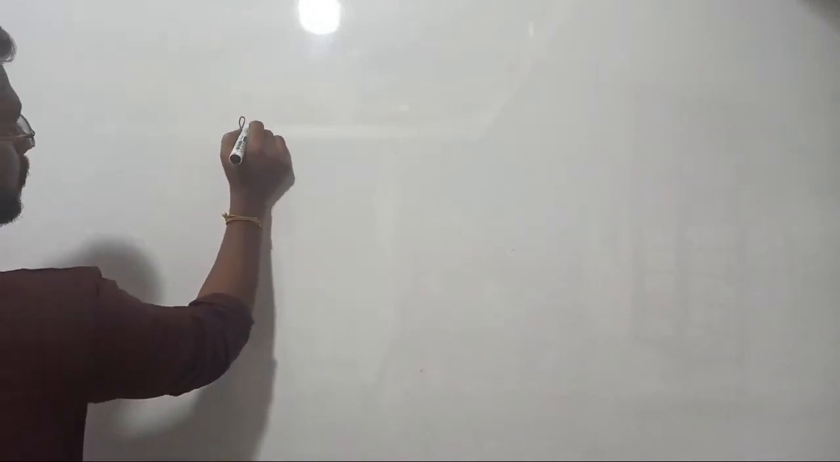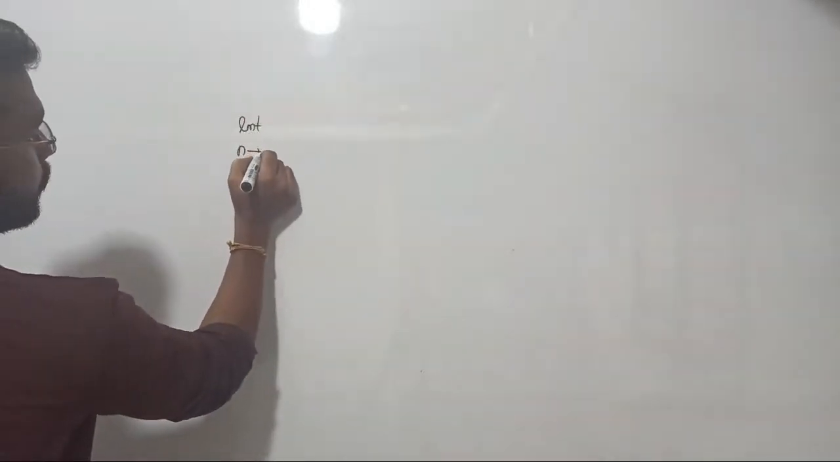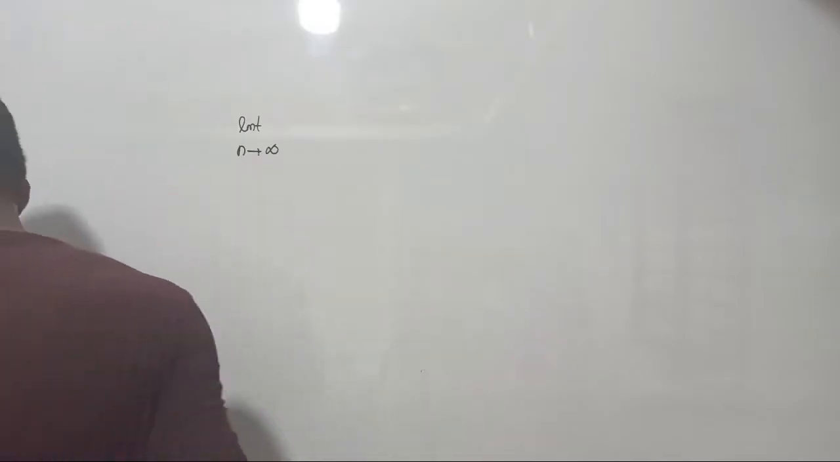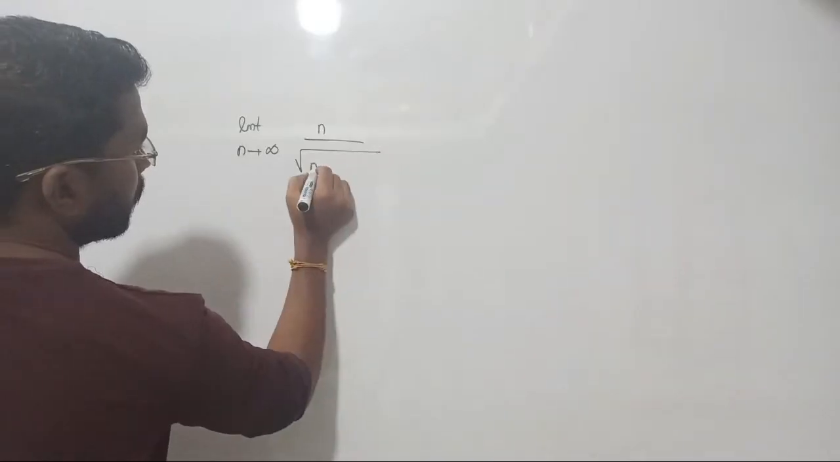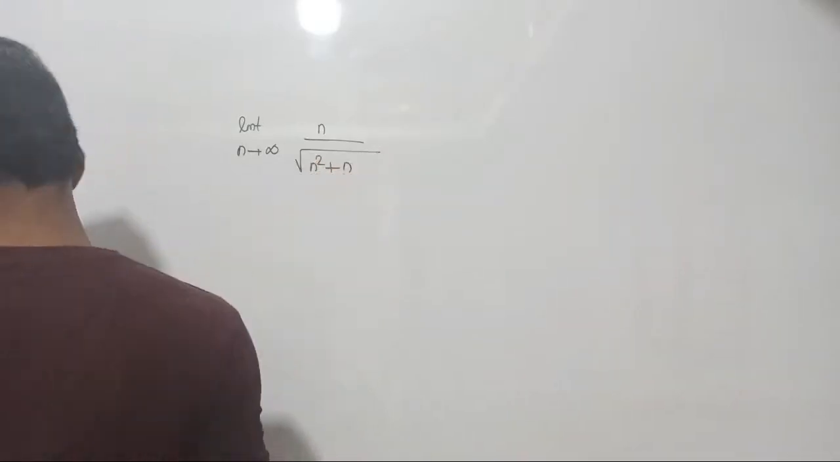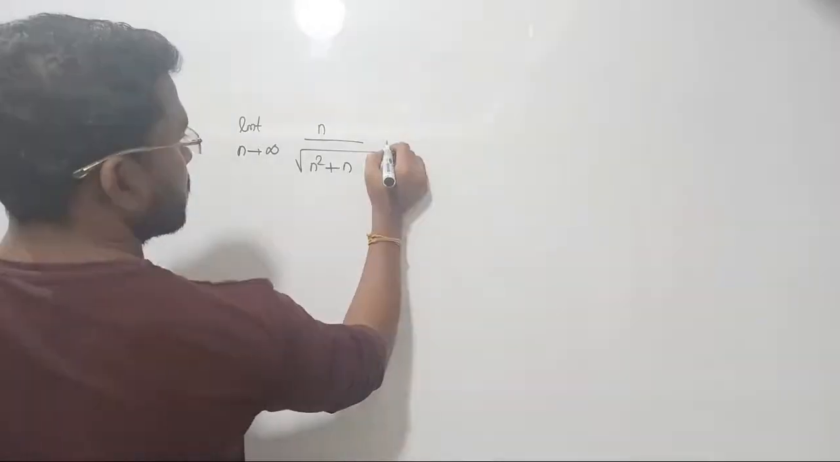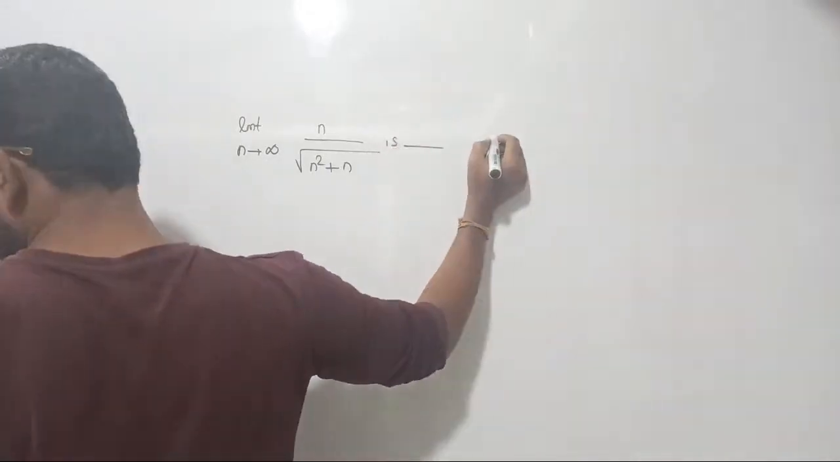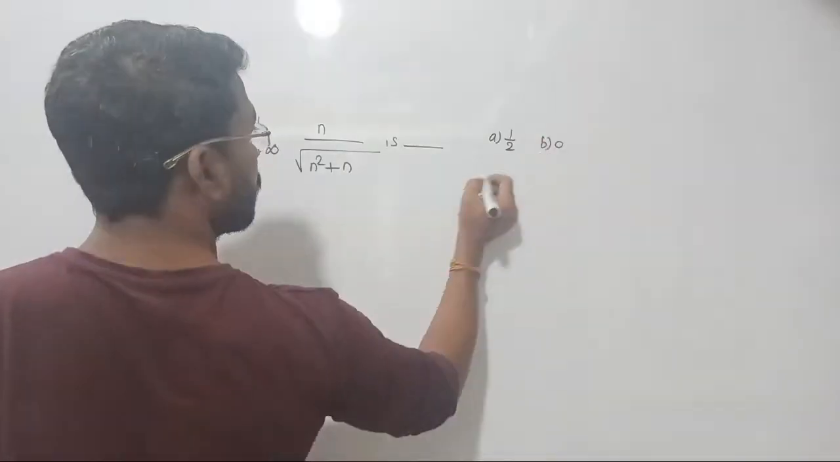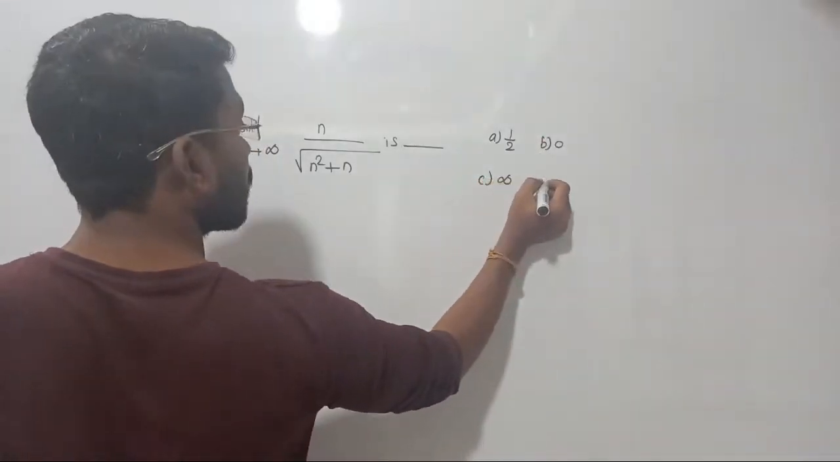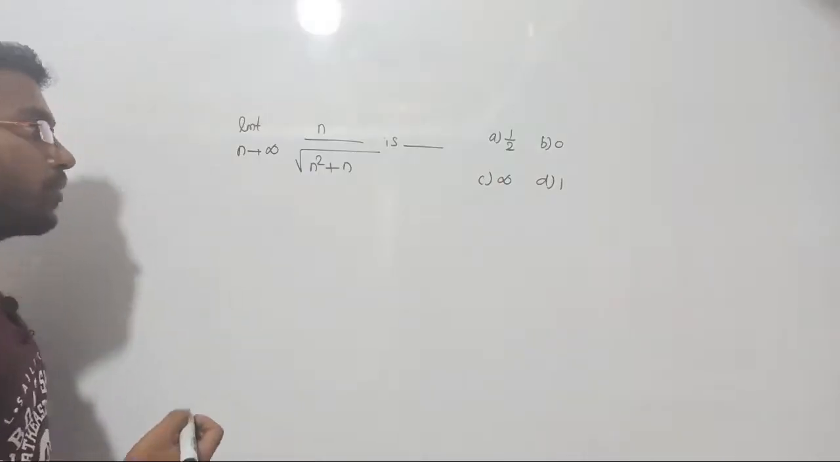The next question is the limit as n approaches infinity of n upon under root of n square plus n. That is the given. And they have given options. Option A is 1 by 2. Option B is 0. Option C is infinity. Option D is 1. Can anyone please try the answer?